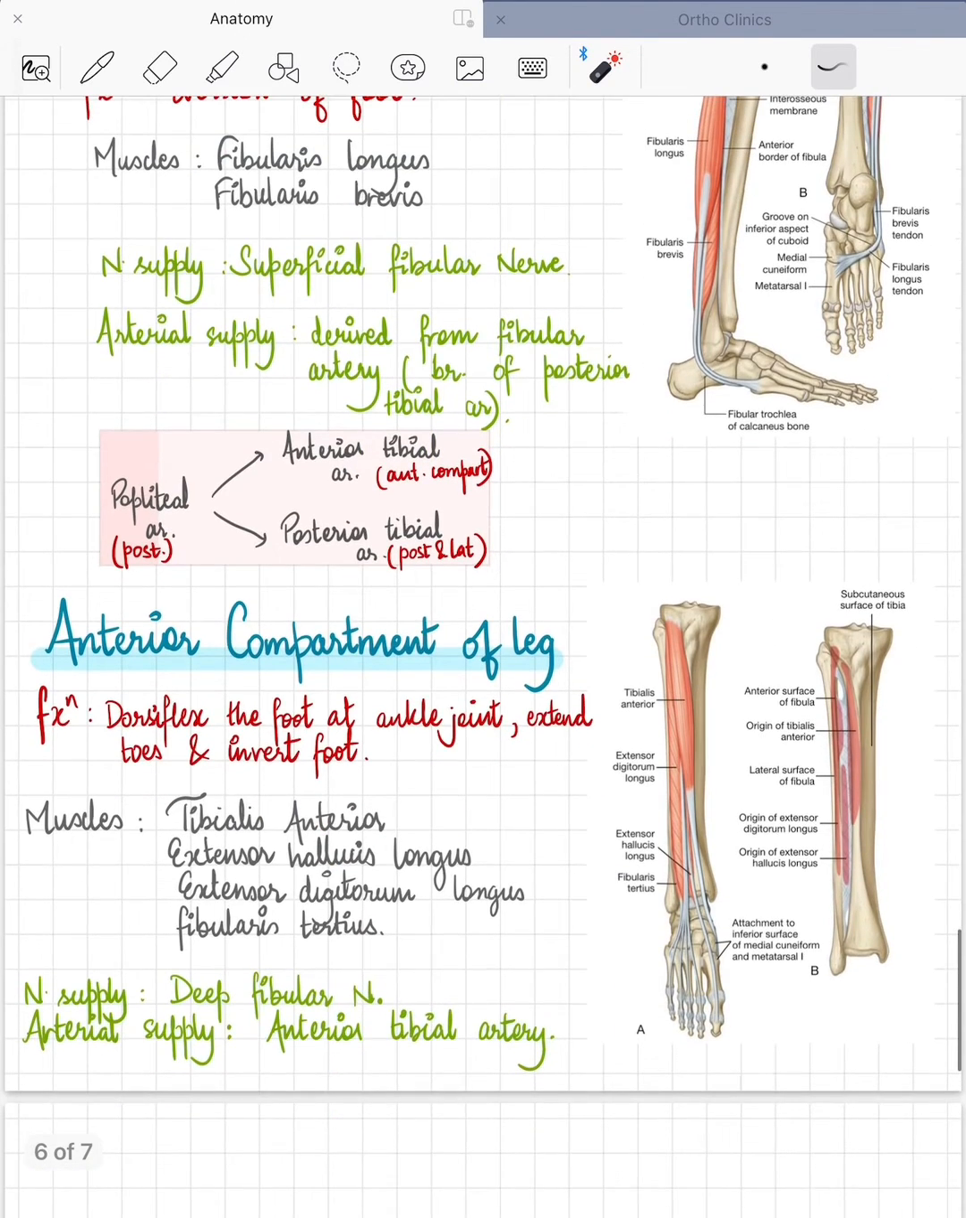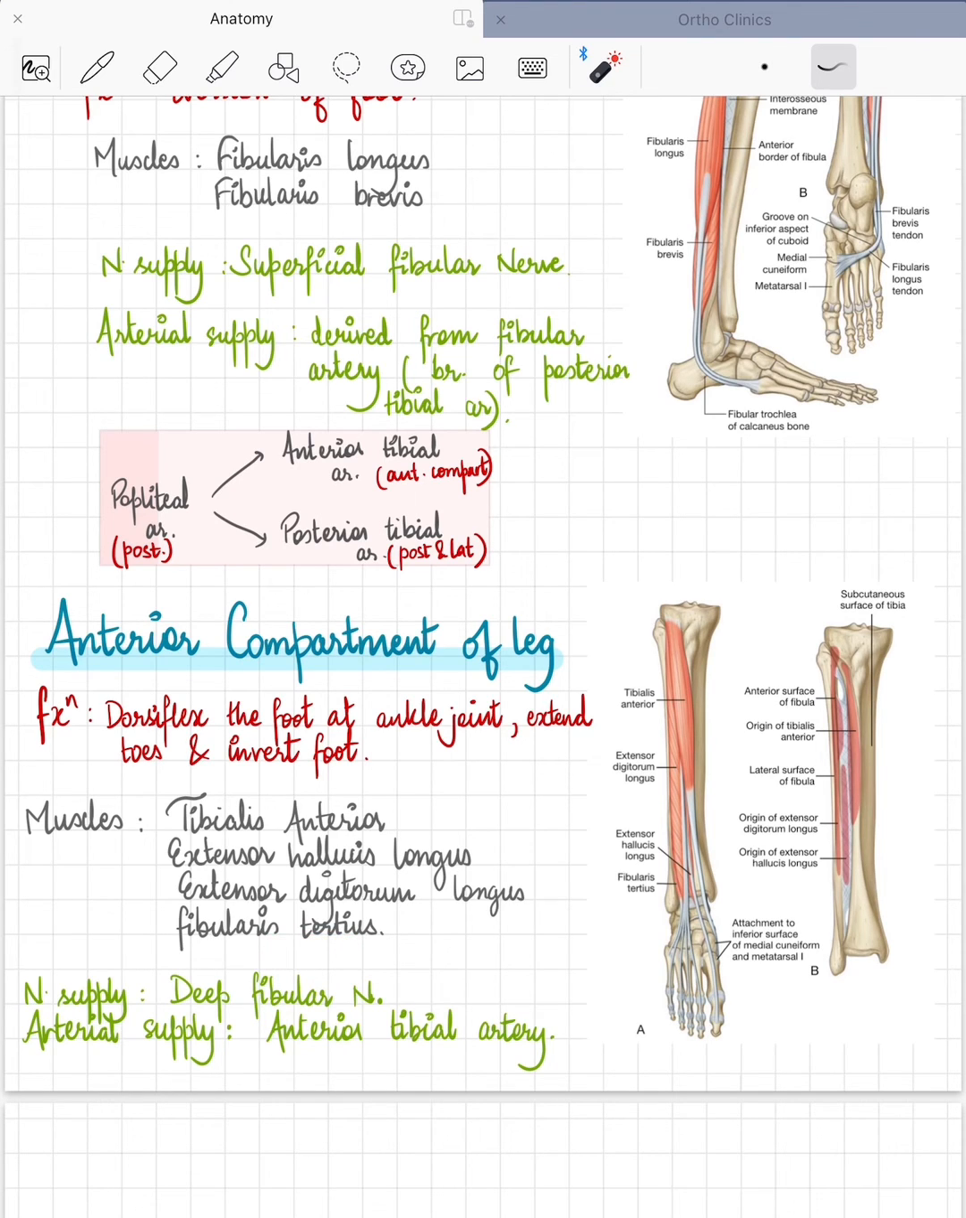Now talking about the anterior compartment of the leg, the function of this compartment is to dorsiflex the foot at the ankle joint, to extend the toes and invert the foot. The muscles included are the tibialis anterior, the extensor hallucis longus, which as the name suggests extends the great toe, extensor digitorum longus, which extends the lateral four toes, and fibularis tertius, which dorsiflexes and everts the foot.